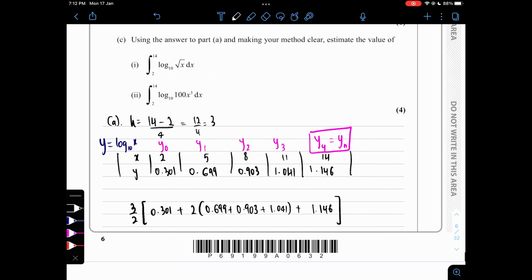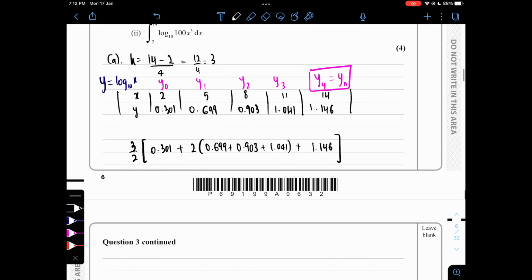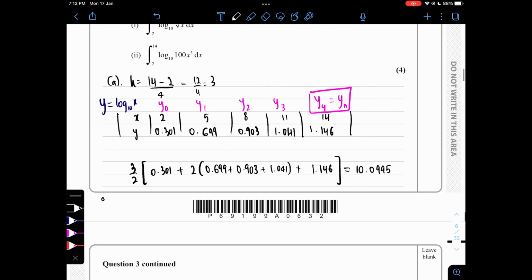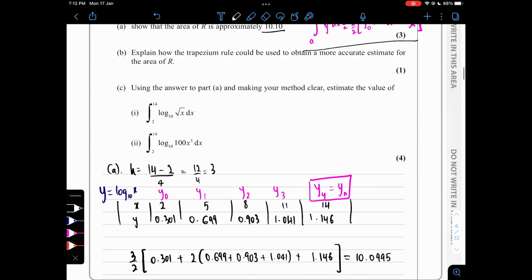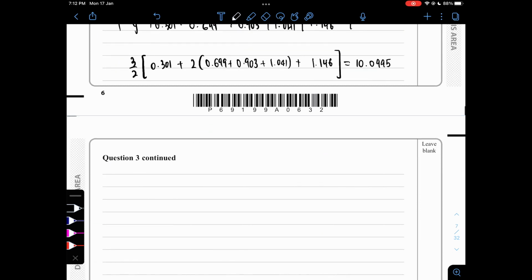Okay, so let's see. When you put this in the calculator, 3 over 2 multiplied by 0.301 plus 2 multiplied by 0.699 plus 0.903 plus 1.041 plus 1.146, this gives us, now we put the exact value, 10.0995. And when we round it, because they want it rounded to 10.10, so this is rounded to 10.10. So that is how we reach this answer.